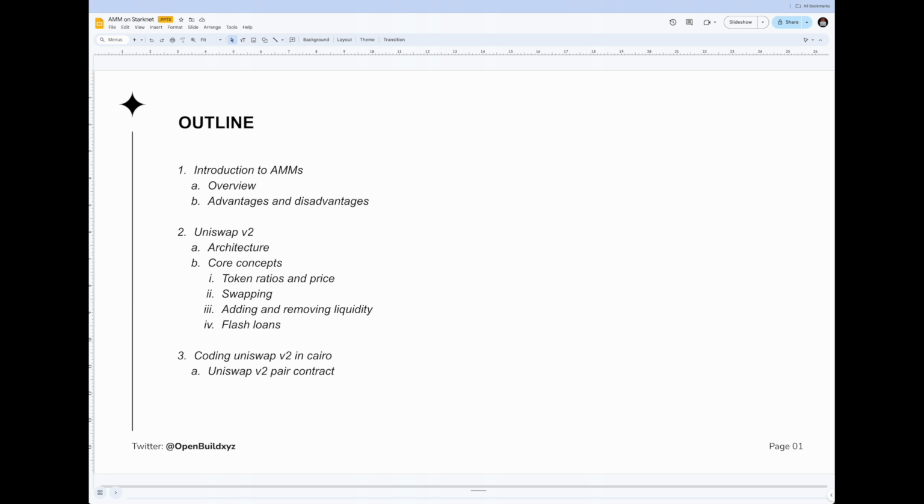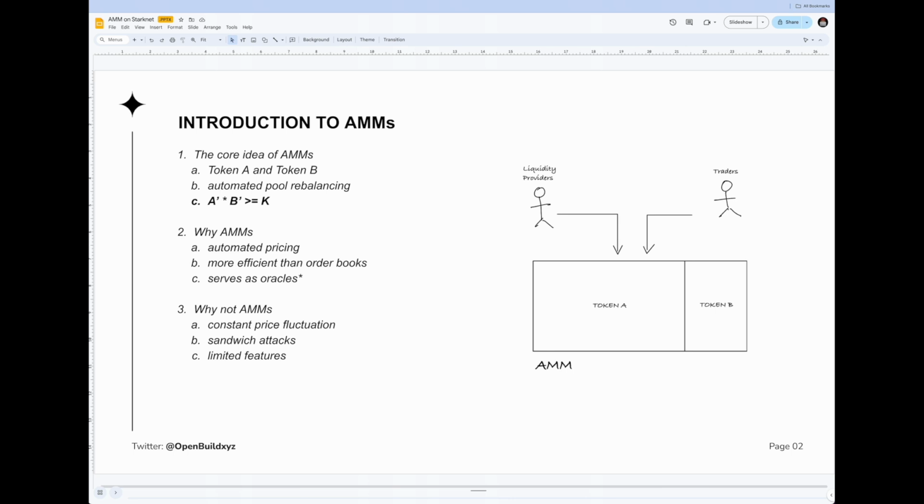We're gonna go through the architecture, some core concepts like token ratios, price, swapping, adding and removing liquidity, and finally, we're gonna take a brief overview of flash loans. So at the end of the session, we will also be coding a Cairo version of the Uniswap v2 pair contract. And then let's get started.